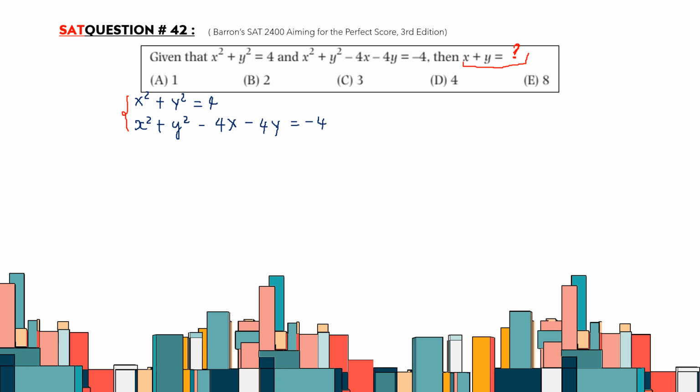So you see that we have x squared plus y squared right here. Here we have x squared plus y squared, and we know that value is 4. That's given, right? That is 4. So I rewrite this as 4 minus 4x minus 4y equal negative 4.